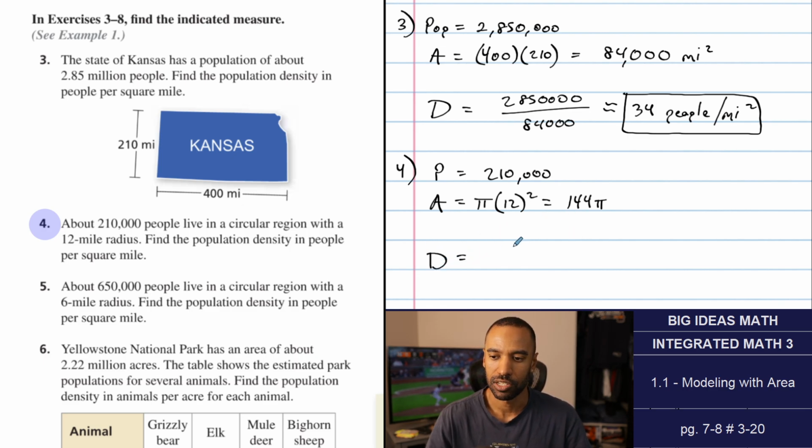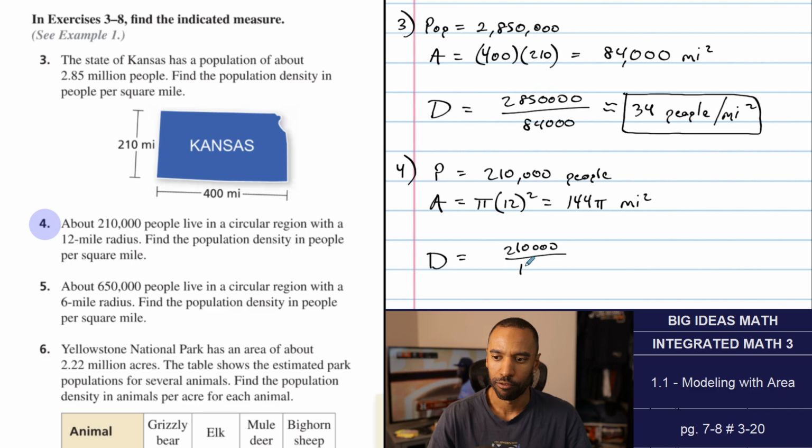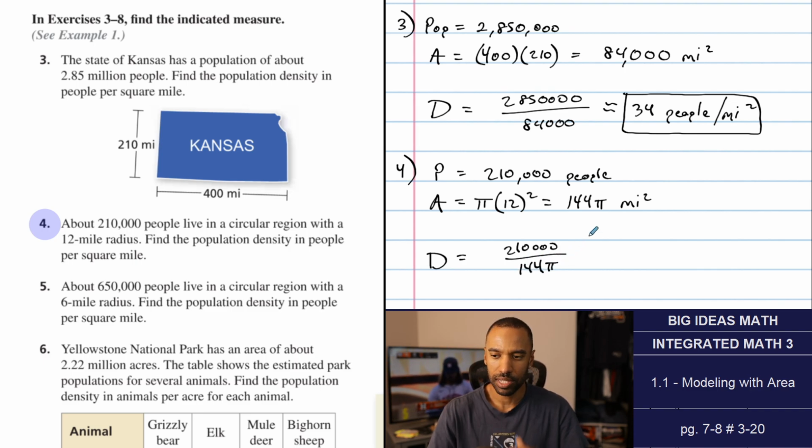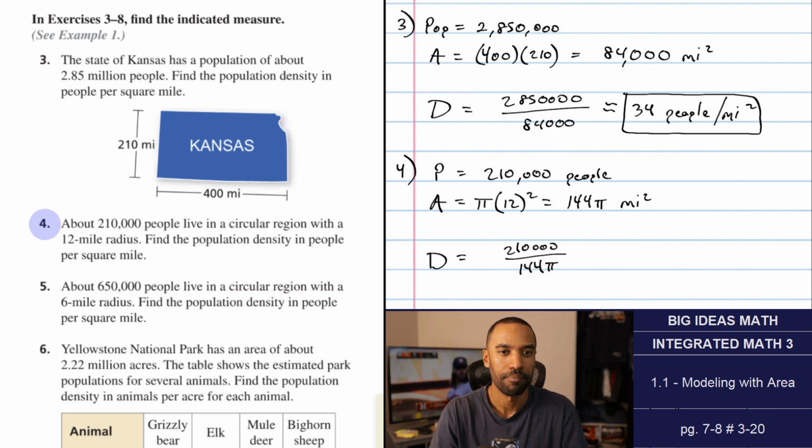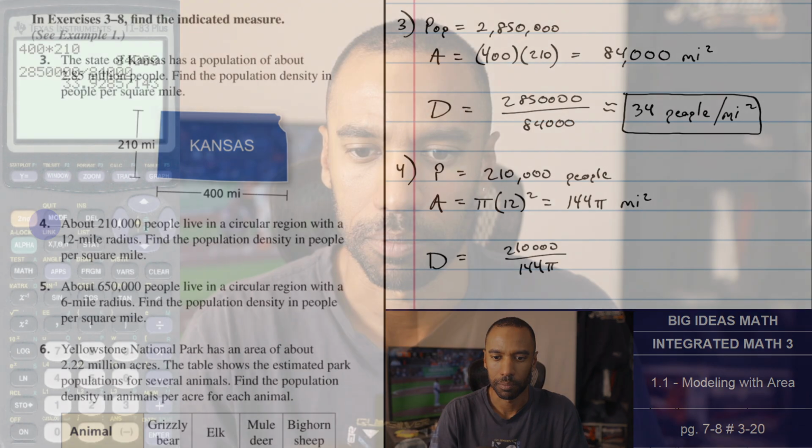So now density this time, by the way, square what? Square miles. And this is people. 210,000 divided by 144 pi. Now, I did say leave things in terms of pi for now, but I will be dividing out pi. If you use your calculator, I'm going to pull up mine. I'm going to do 210,000 and divide by 144 pi, but don't do this right here. This answer is going to be wrong.